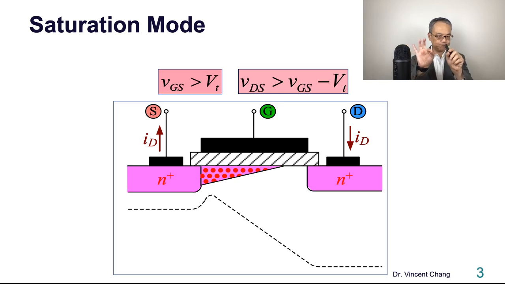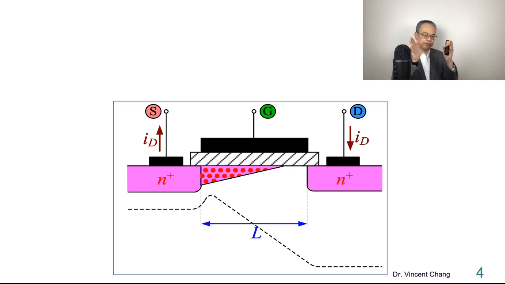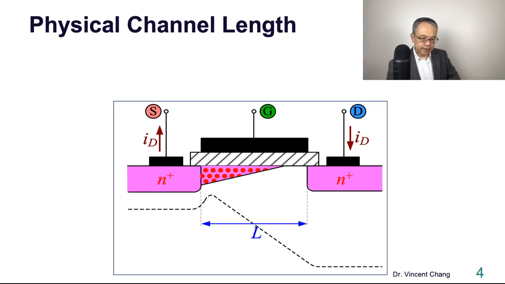Then you will see this. This is what we see when the transistor is operated in the saturation region. In other words, the source end is non-pinch off, but the drain end is pinch off. L is the distance between the source end and the drain end, so it's called the physical channel length. The physical channel length is determined by the manufacturer. And this shape is kind of a taper shape.